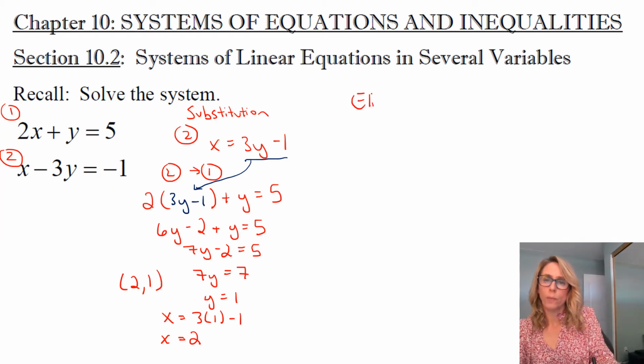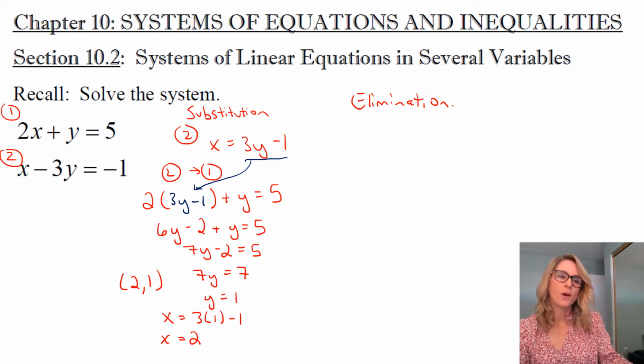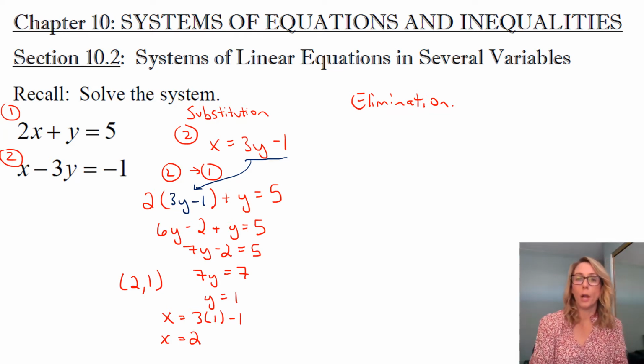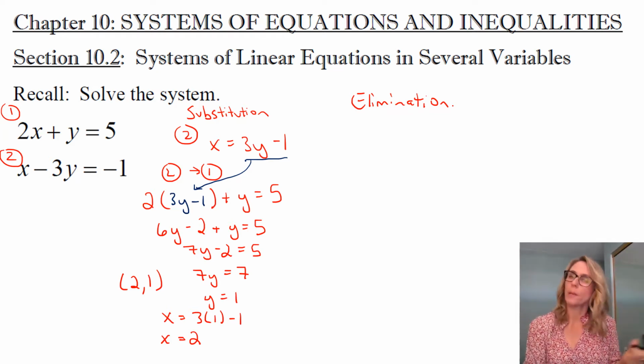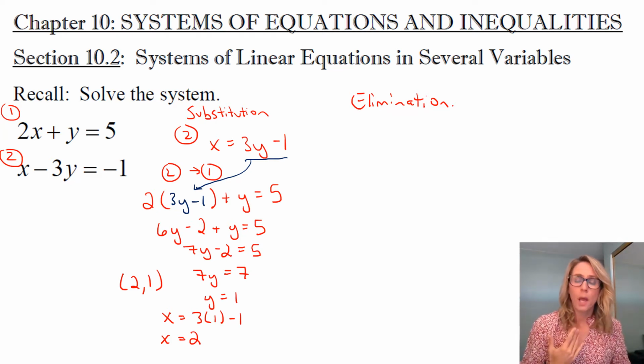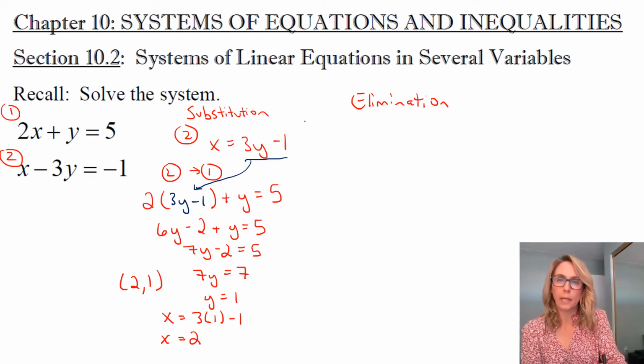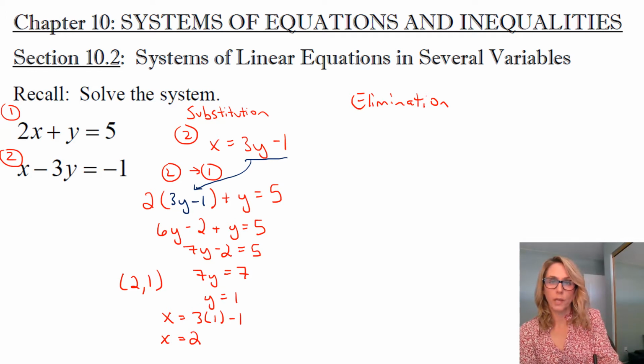Now another way to solve this would have been using the elimination method, and I'll show that as well because both work. With the elimination method, you want to typically multiply one of the equations by a number, a constant, that's going to get multiplied by each piece, which is going to allow you to eliminate one of the variables to allow you to solve for the other, and then back substitute to get back the variable that you eliminated. So we notice that we have 2x plus y equals 5, and we have x minus 3y equals negative 1. There are multiple ways to go about this.